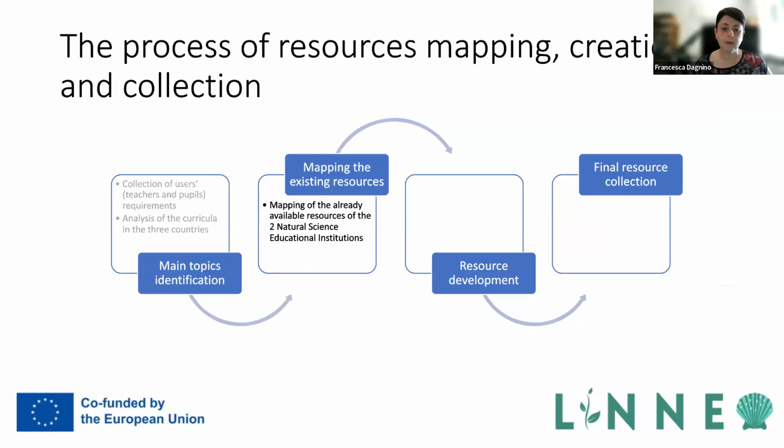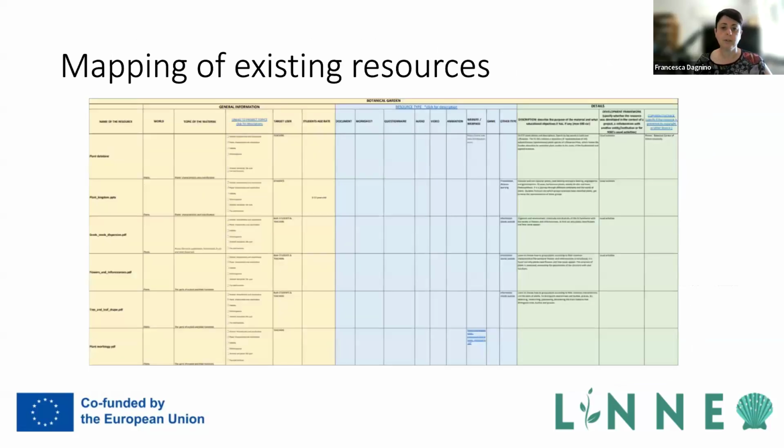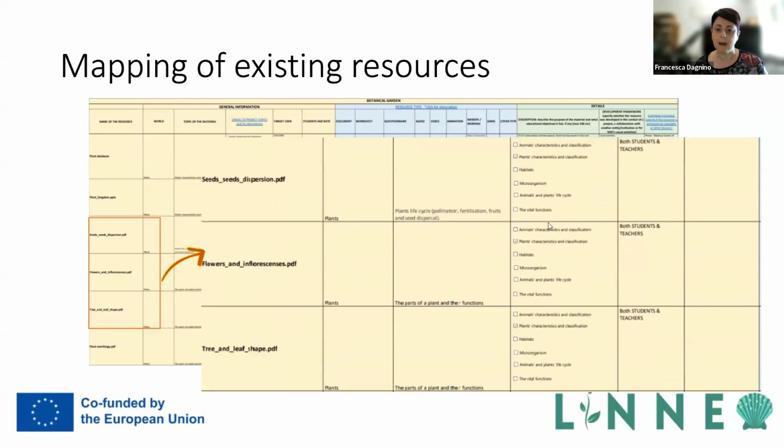The second step of the process of collection of resources was mapping the existing resources, because the two natural science educational institutions already had digital resources. And this process was carried out by asking them to list these resources already available and map them against the topics we had identified in the previous phase.